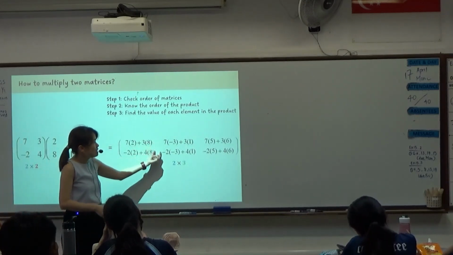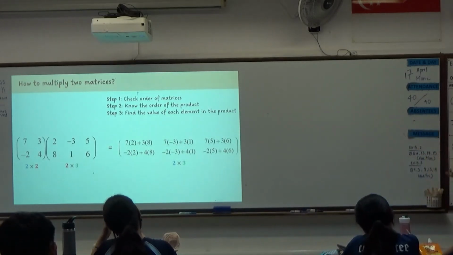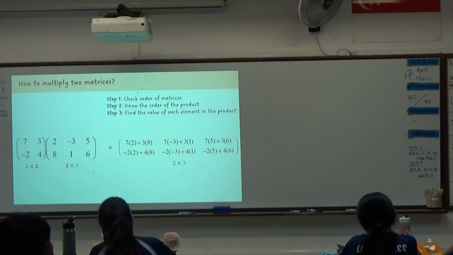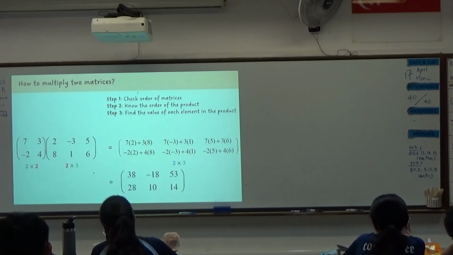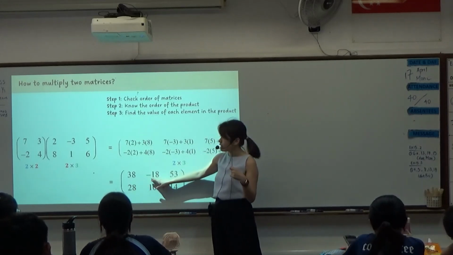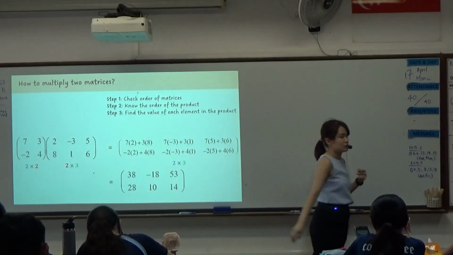And some more, we have to leave space. So you can imagine, especially some of you got very large handwriting, you end up with no space. Right? So that's why we just press into a calculator. You should be able to get these values. Okay, so 38, negative 18, 53, 28, 10, and 14. Right?